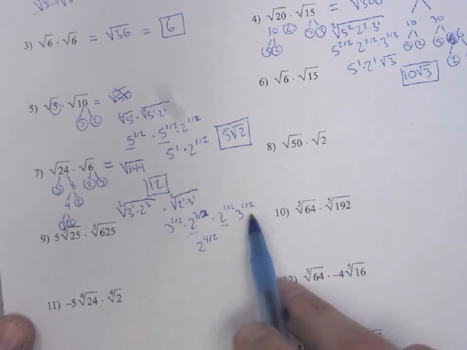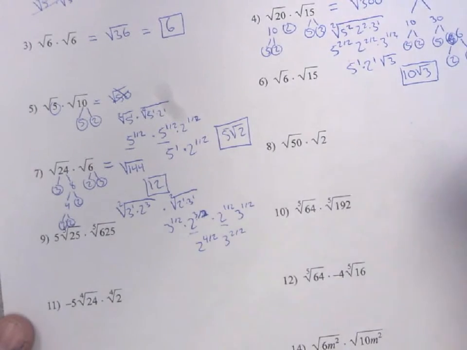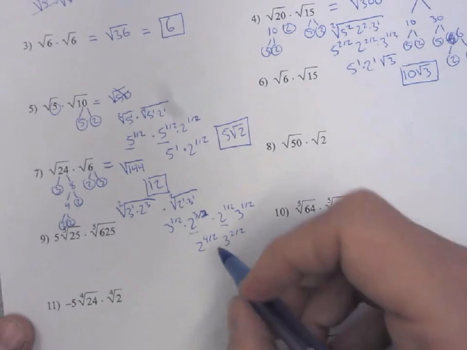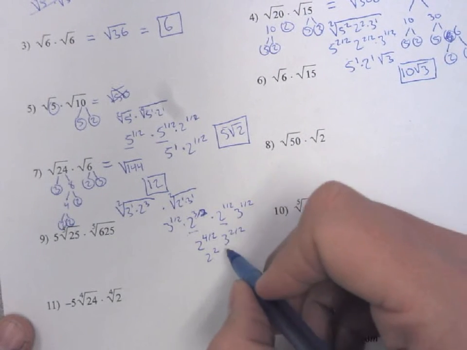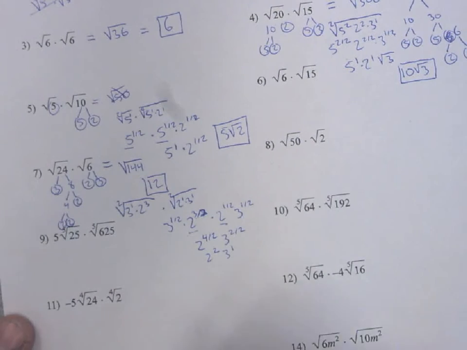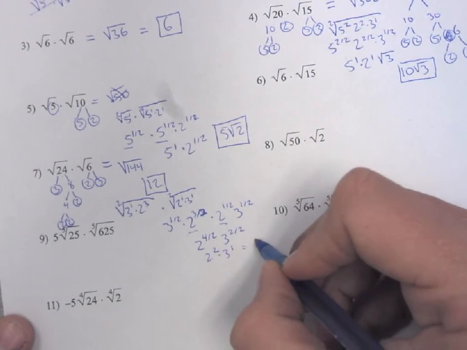3 to the 1/2 times 3 to the 1/2, if I add the exponents there, I'm going to get 3 to the 2/2. So 4/2 is 2, so this is 2 to the 2. 2 halves is 1, so I have 3 to the 1. So that's 2 squared times 3 to the 1, or 4 times 3, which is equal to 12.